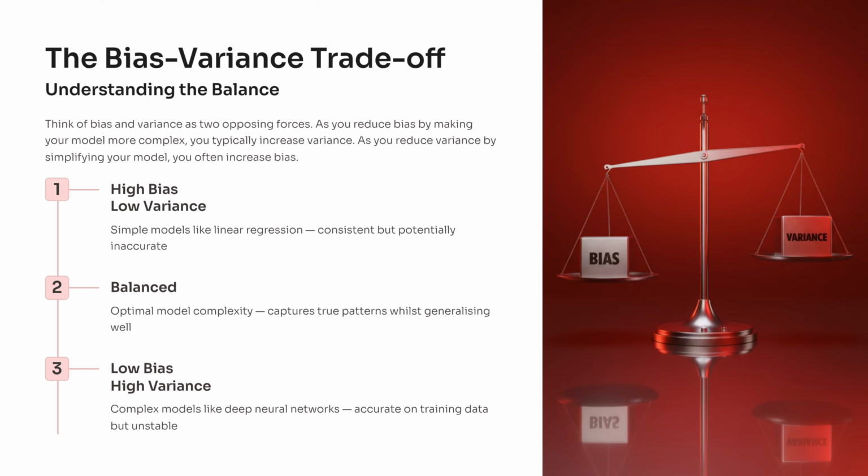Now, imagine you build a deep model with dozens of features, polynomial terms, and complex interactions. It fits the training data perfectly. Maybe too perfectly. When you test it on new houses, errors skyrocket. That's high variance.